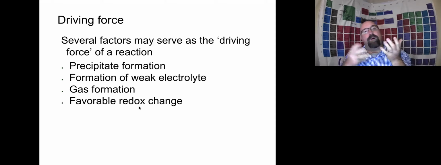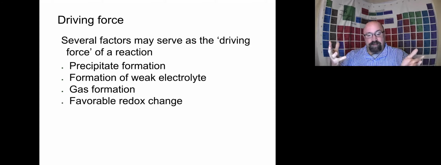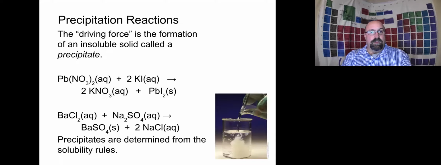We didn't necessarily talk about what makes something a favorable redox change or not. That's beyond the scope of this particular course. But we did look at redox reactions in general. The reason that they do happen is because the change in oxidation numbers is favorable for various reasons. And so first, we had looked at precipitation reactions. For instance, a reaction between aqueous lead nitrate and aqueous potassium iodide forms aqueous potassium nitrate, but solid lead iodide precipitates out of this reaction.